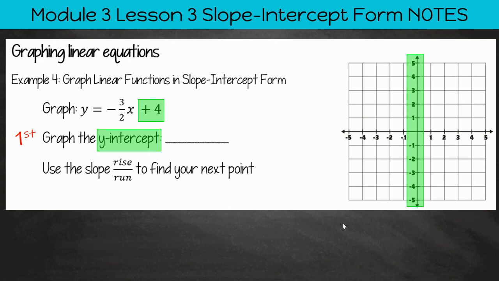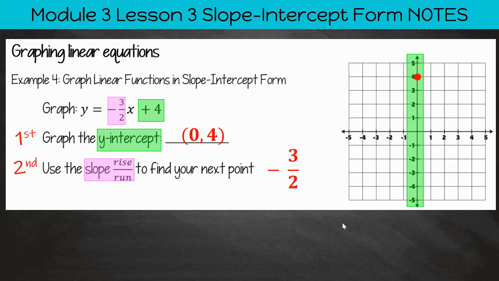I've highlighted my y-axis in green because I'm looking for my y-intercept, and I'm going to go up to (0, 4) and plot my point. My next step is to use my slope to move my rise over run. So my slope here is -3/2.